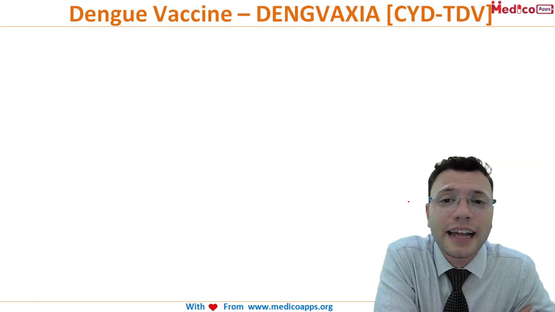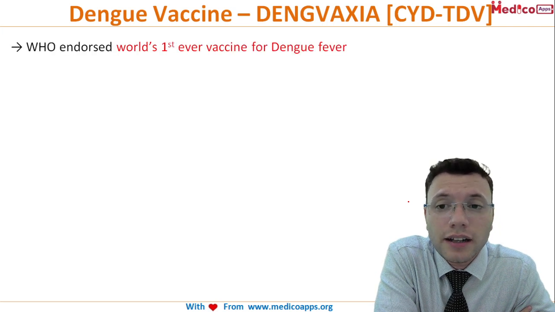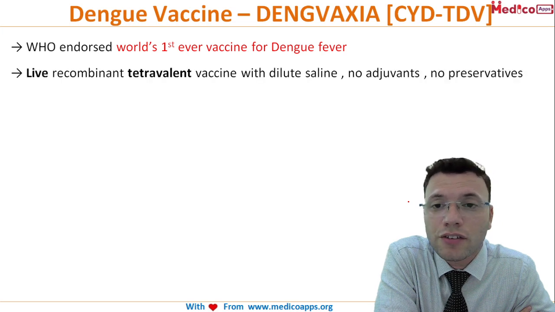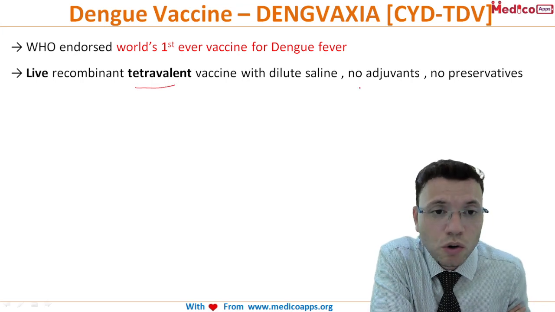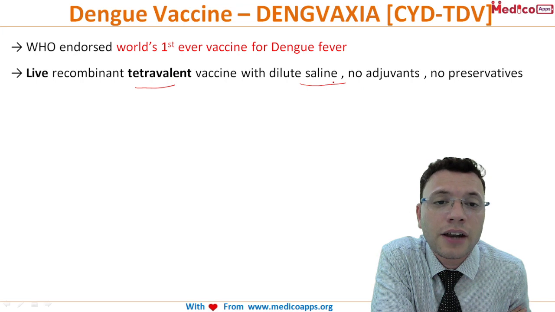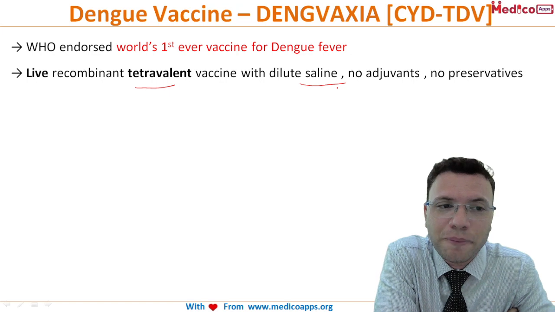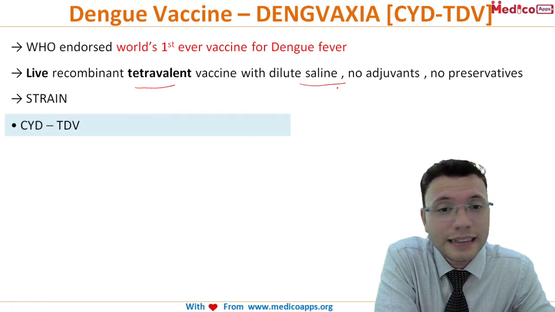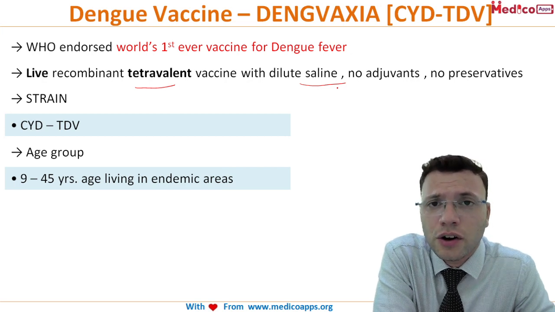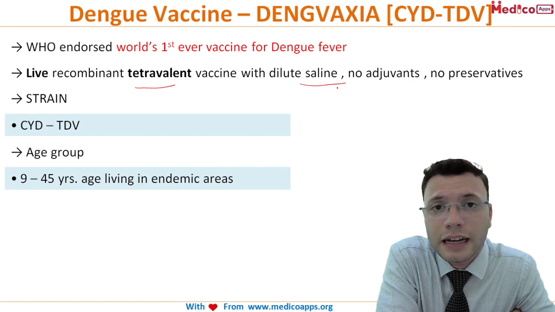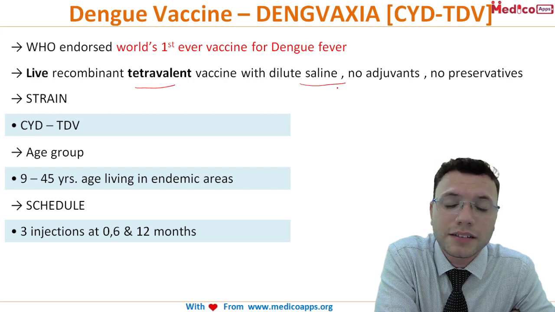New one, dengue vaccine, Dengvaxia, CYD-TDV. The World Health Organization endorsed the first ever dengue fever vaccine. It's tetravalent. It covers 4 strains of dengue. And the diluent is, remember, most of the vaccines are diluted by saline, except for measles, that is distilled water. The strain is CYD-TDV. The age group we give in is young adults, children or adults, 9 to 45, especially in the endemic areas. The schedule is 3 injections: 0 dose, 6 months and 12 months.